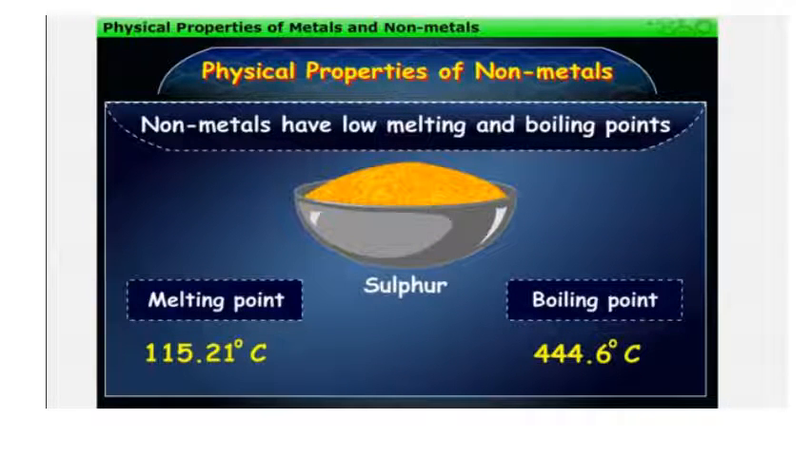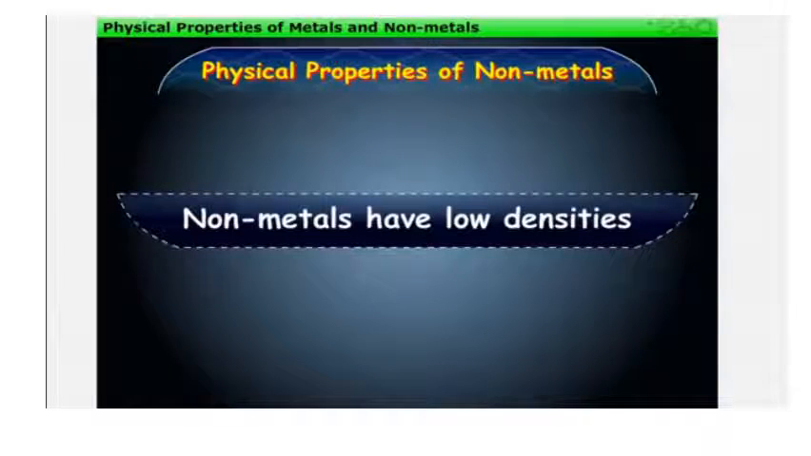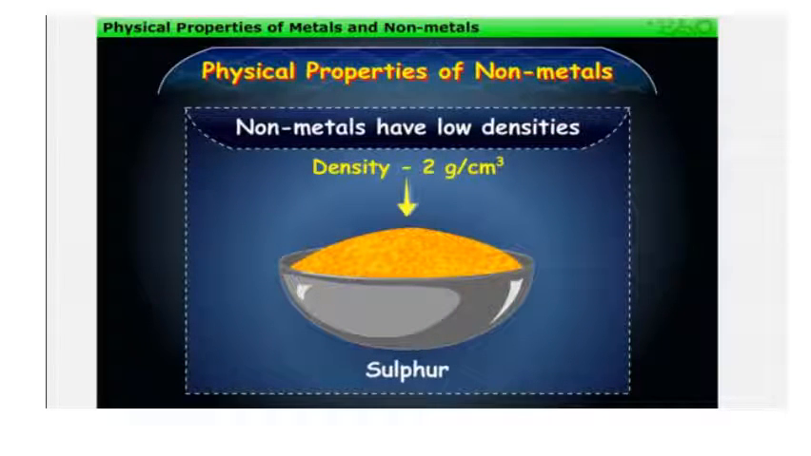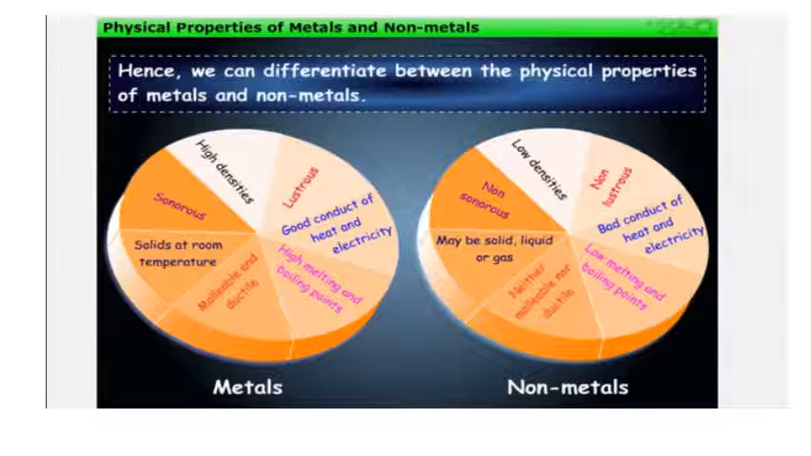Non-metals generally have low melting and boiling points. For example, sulfur. Except diamond, which is a non-metal, having high melting and boiling point. Non-metals have low densities, that is, they are light substances. For example, sulfur, whose density is 2 grams per centimeter cube, which is quite low. Hence, we can differentiate between the physical properties of metals and non-metals, as shown.